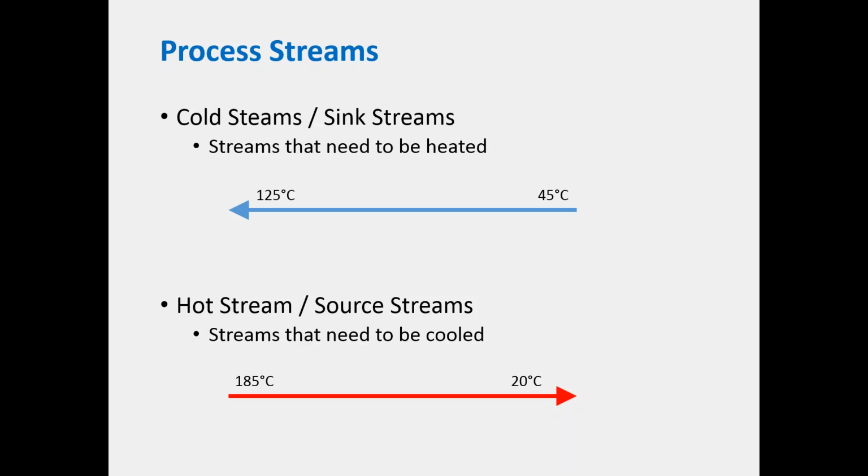We also have on our flow sheet hot streams or heat source streams. So these are streams that are hot that need to be cooled. So we may have a stream that comes out of a process at 185 degrees, for example, which needs to be cooled down to ambient conditions, say 20 degrees. So that is a hot stream which requires cooling. And it's important when we look at our process from this point of view that we actually identify which are hot streams and which are cold streams.